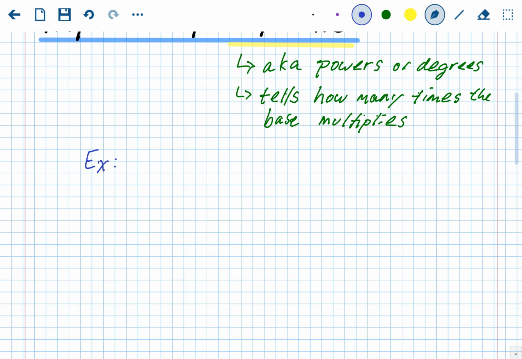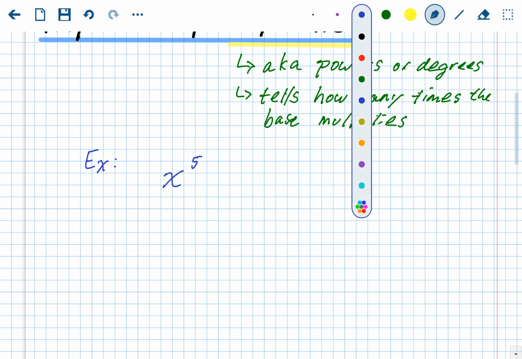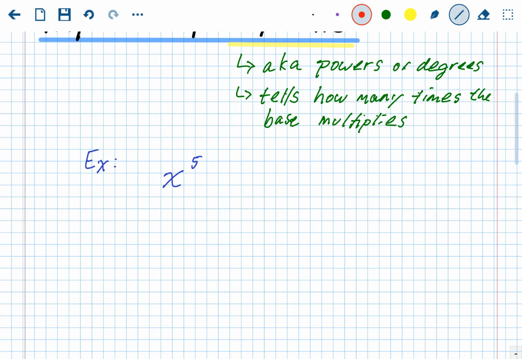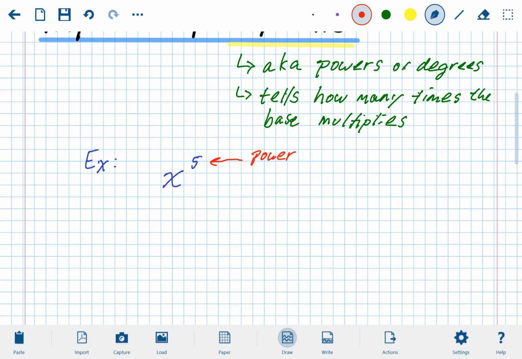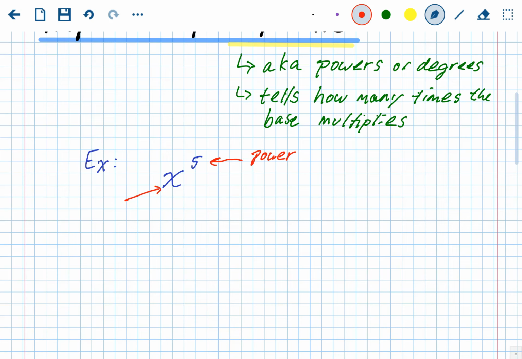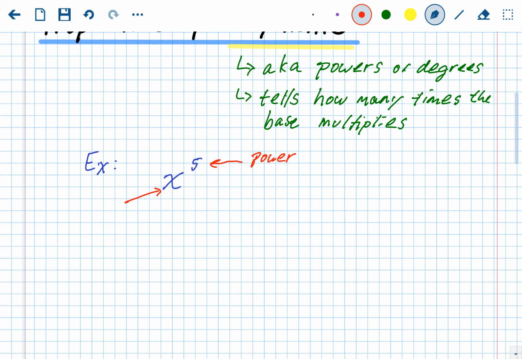So for example, here we have x to the fifth power. Okay, that 5 is the exponent. That 5 is the power. The base is the big number, or in this case, the big variable. It's written normally on a normal line. The exponent is raised. That's why we often say x raised to the fifth power, or x to the fifth power.